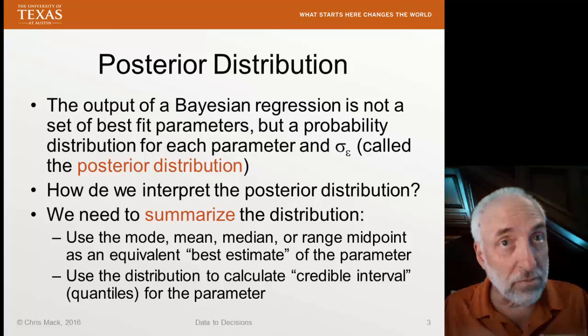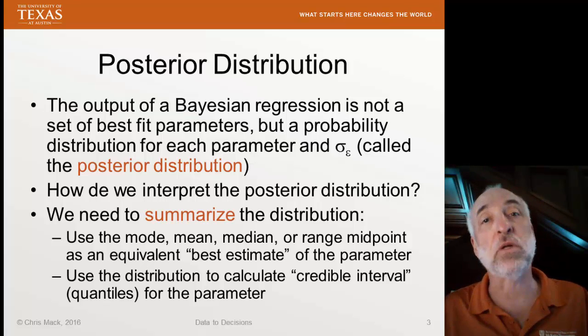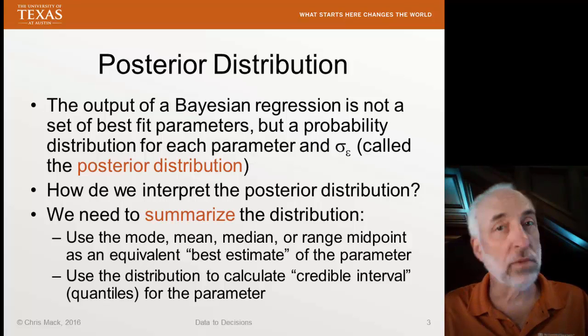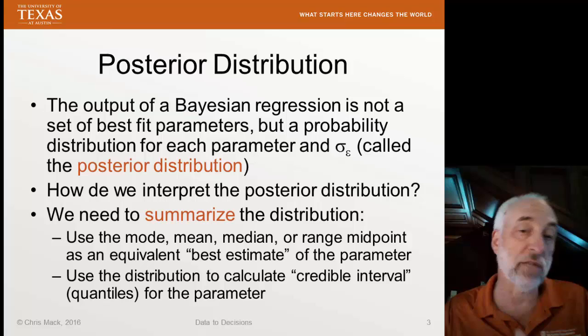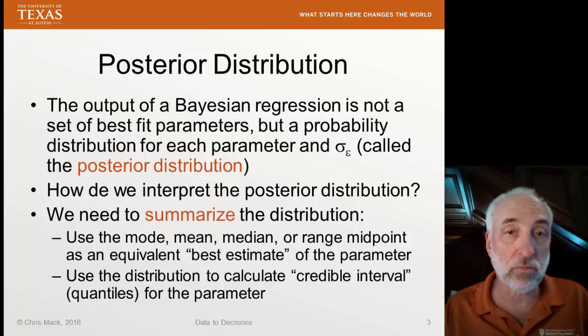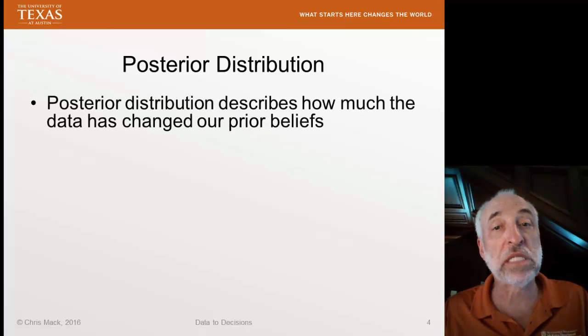We also need to have some kind of a measure of spread. This becomes some kind of a measure of how uncertain or how certain is our knowledge or belief about this parameter now that we've done the experiment. We use it to create what are going to be called credible intervals, or quantiles of that parameter. We'll talk about that in a little bit. So what does this posterior distribution say?